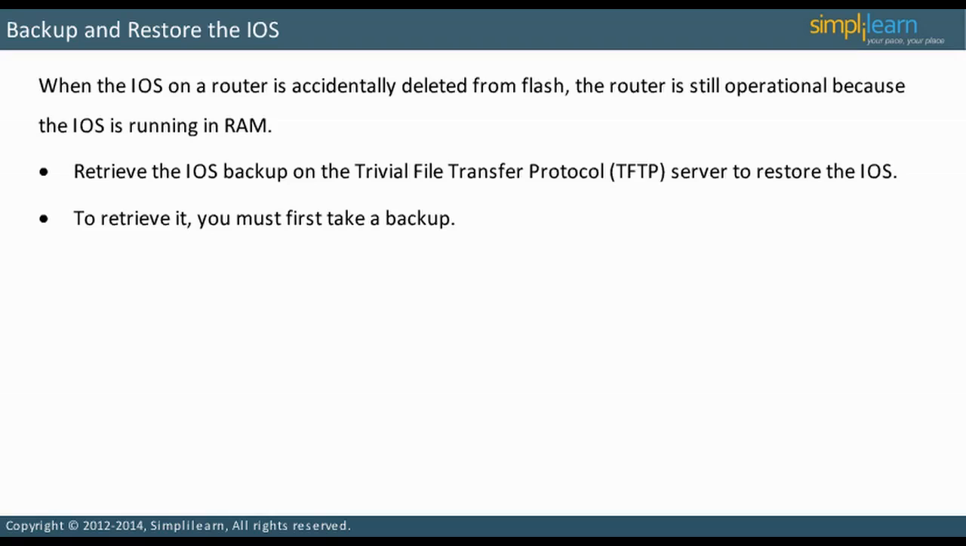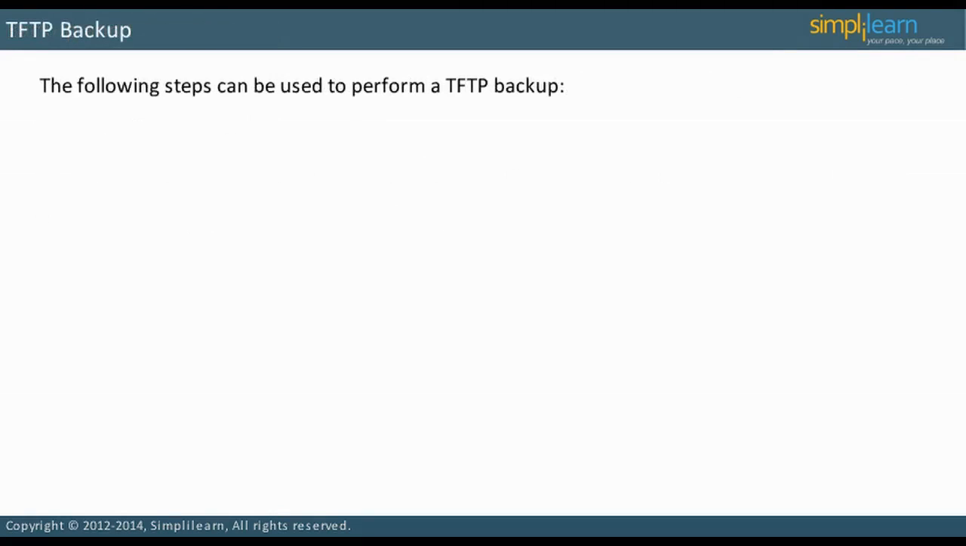Now let us learn about TFTP Backup. File Transfer Protocol (FTP) and Secure Copy Protocol (SCP), among others, can be used both for backup and restore. However, all Cisco devices support TFTP as a client and as a server. Hence, it is convenient to use TFTP. The following steps can be used to perform a TFTP backup.